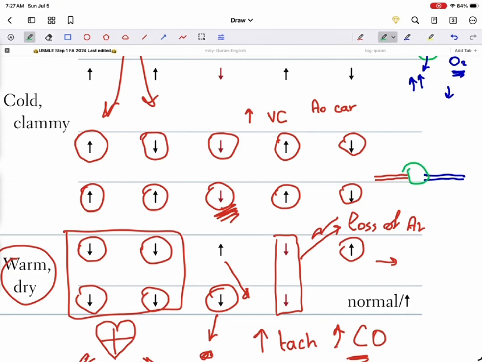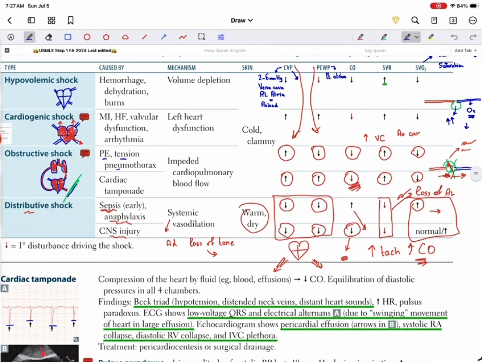Why? Because the tissues are not extracting the oxygen due to multiple mechanisms. One of them is mitochondrial dysfunction, one of them is the high tachycardia, not giving enough time for the tissues to get the oxygen out, and all of that. So these are special in distributive shock: the mixed venous oxygen saturation and the cardiac output. These are special. Thank you so much. Hope you got everything right.